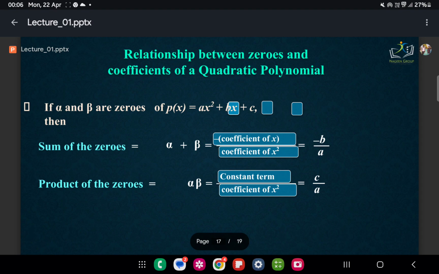Students, today we are going to take a new topic: the relationship between the zeros and the coefficients of a quadratic polynomial. Here we are finding the zeros. Which number we have to apply for getting the equation to be 0, that is what we will find here.